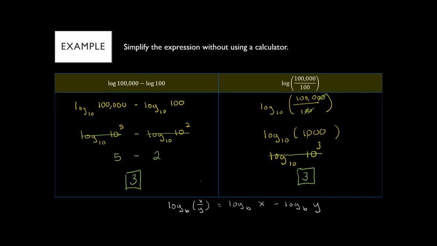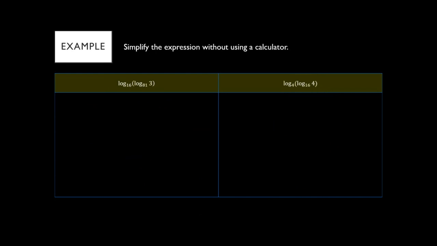Okay, so now I'm going to step it up. We're going to have logs inside of logs. And you might think, oh my gosh, this looks really complicated. It's not as bad as it seems. You just kind of work inside out, trying to simplify. And once you've simplified the inside, then you simplify the outside, and you go from there. So on the left, we have log base 16. And then inside there, you have log base 81 of 3.